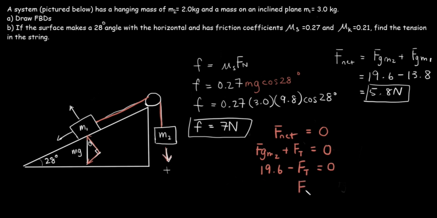Well, if Ft is equal to 19.6, the whole net force is going to be equal to 0. So the answer to this question is 19.6, and you'll realize that it's actually the same as the force of gravity. And that's because F net equals 0, so forces in the opposite directions, they have to add up to 0. So 19.6 plus negative, since it's in the opposite direction, 19.6 equals to 0.